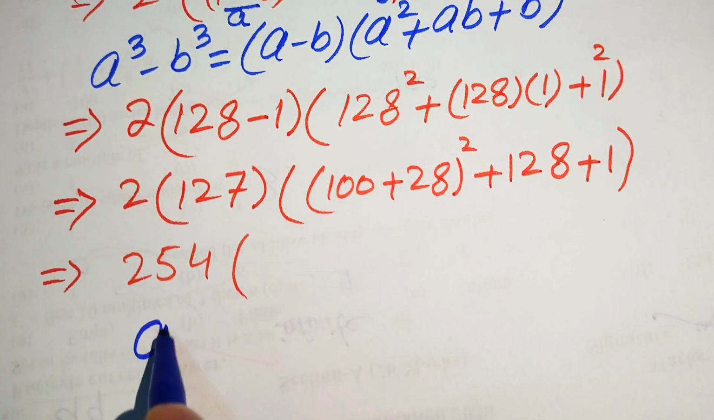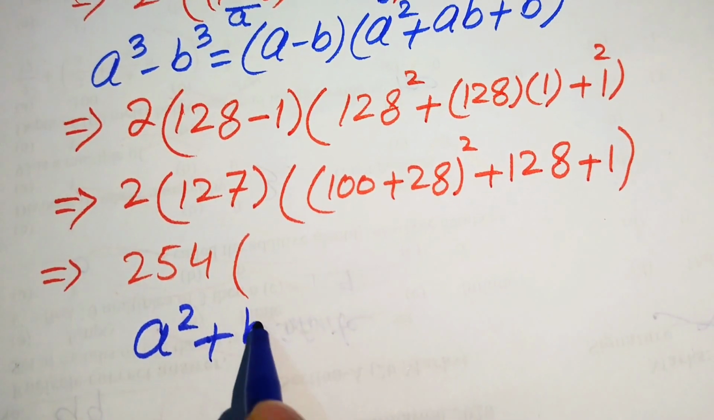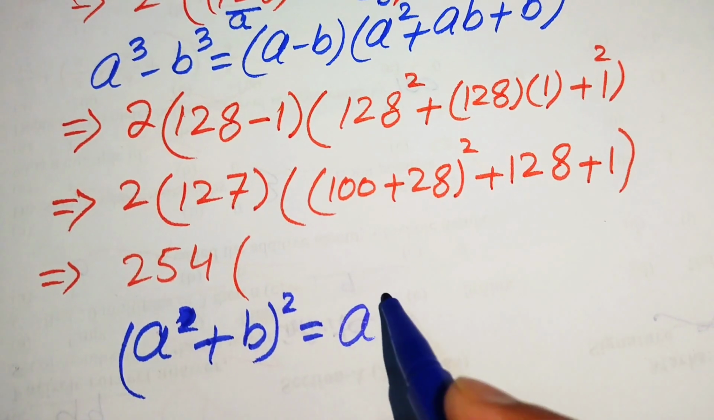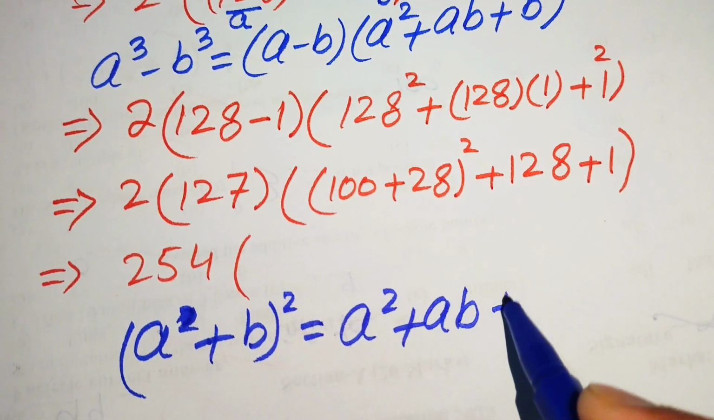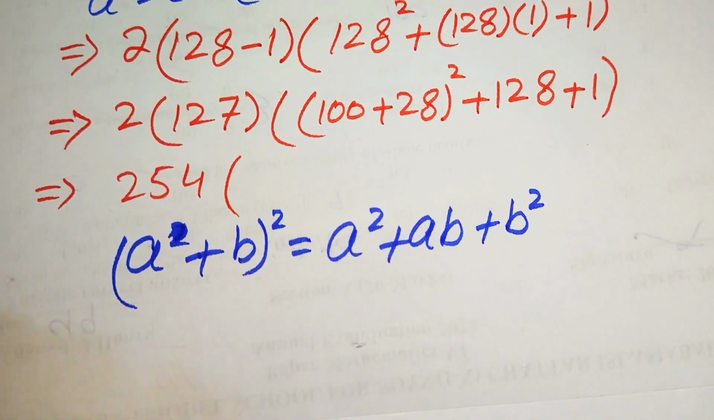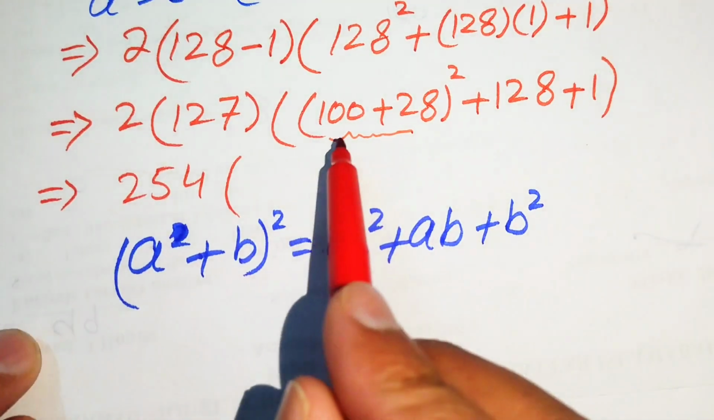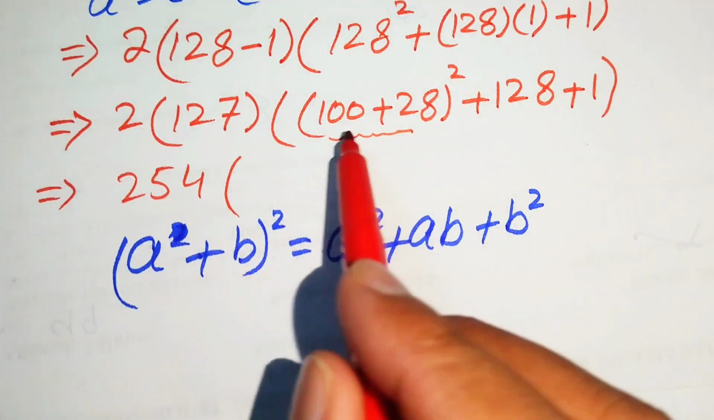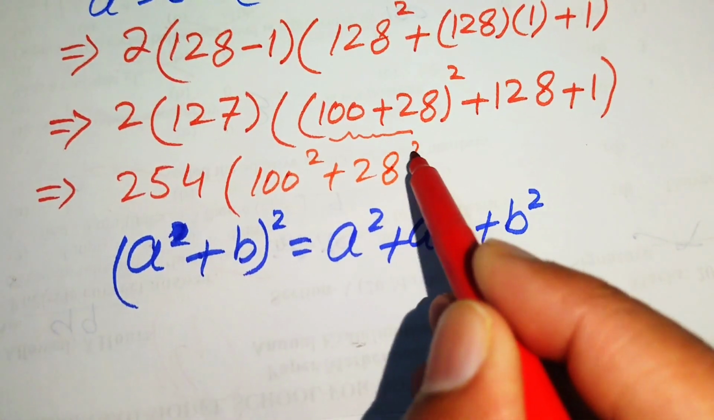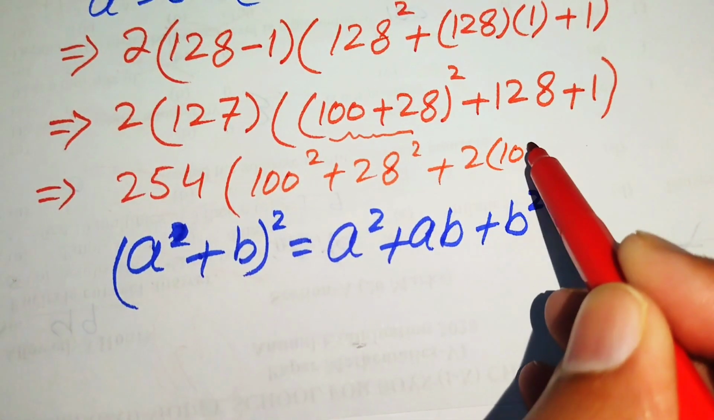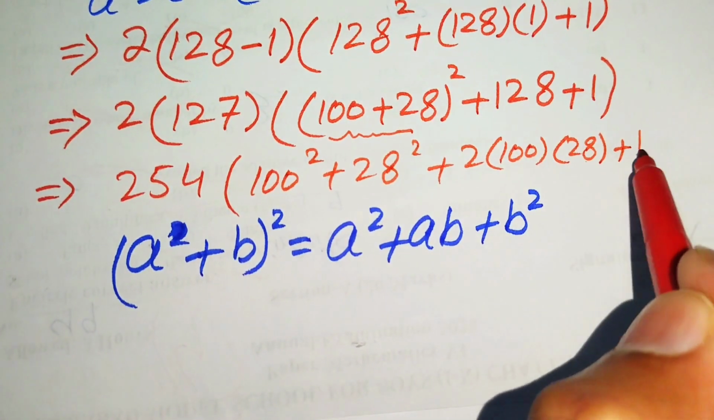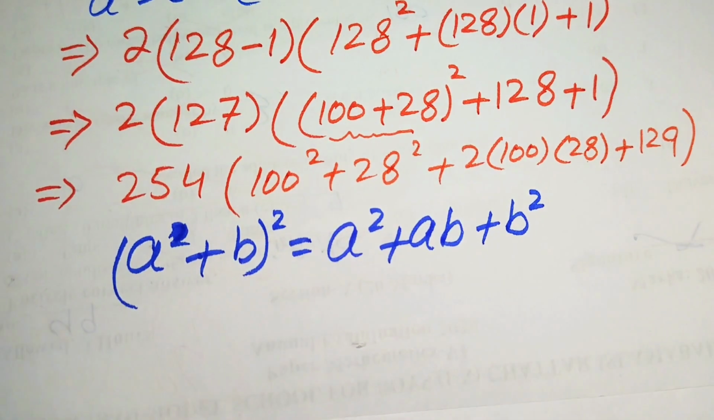If we have (a plus b) whole squared, we know that (a plus b) whole squared is equal to a squared plus 2ab plus b squared. So we use this formula on the above term. We apply this formula on this term only. So here our a is 100 and b is 28. So we write this term as 100 squared plus 28 squared plus 2 times 100 into 28, plus this is 128 plus 1 equals 129.